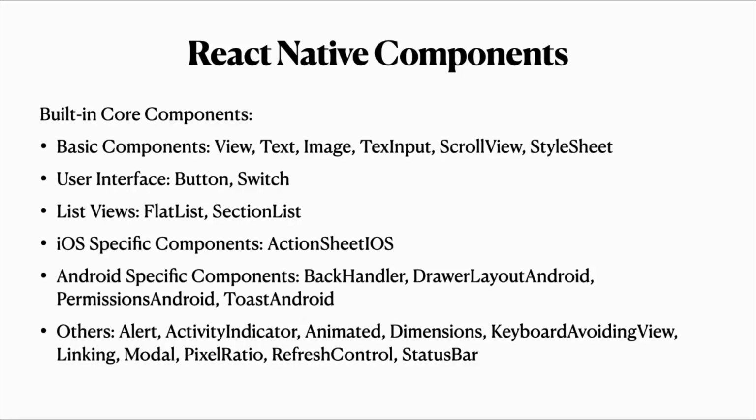Linking is another component which we can use to link a general interface, both incoming and outgoing app links. Then we have the Modal. Modal is a type of screen which comes on top of the existing screen, and it can show different components. PixelRatio provides access to the device pixel density. RefreshControl is a component used inside a ScrollView to add pull-to-refresh functionality. Then we have a StatusBar, a component used to control the app status bar.